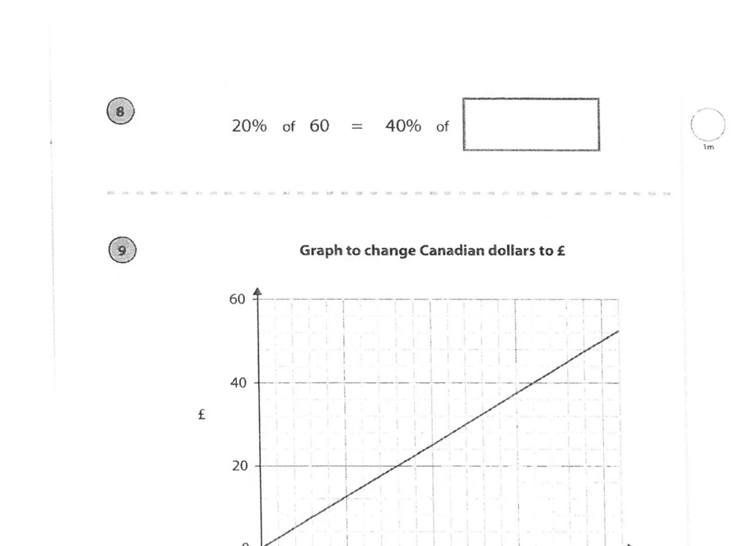Question 8. 20% of 60 equals 40% of blank. Well, if it's going to be twice the percentage, but it's got to be equal to the first statement, what we need is a number that is half the size. So 40% of 30 would be the same as 20% of 60.